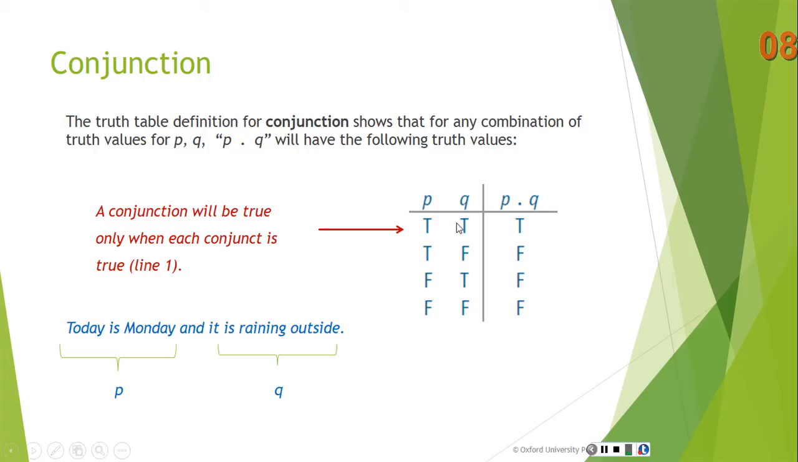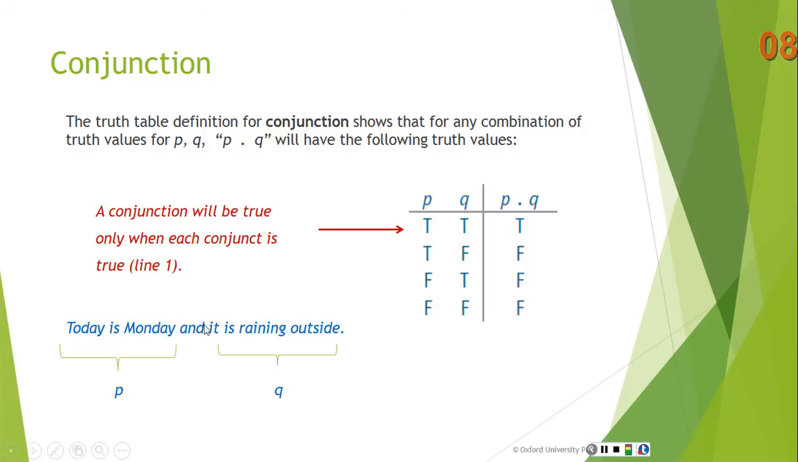Whenever P and Q are true, P dot Q is true. Whenever P is true and Q is false, P dot Q is false. Whenever P is false and Q is true, P dot Q is false. Whenever P is false and Q is false, P dot Q is false. Now this is very intuitive. It's the way we understand AND statements in English.